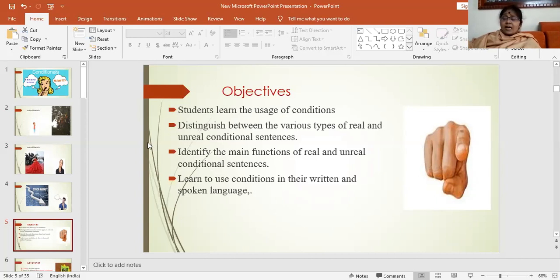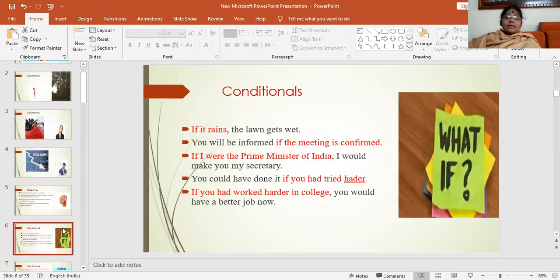So shall we get started with our lesson, with our grammar on conditionals? Right. Let's get started. Let's look at these examples. Now look at this example. If it rains, the lawn gets wet. Now what is the if condition? When will the lawn get wet? If it rains, right?